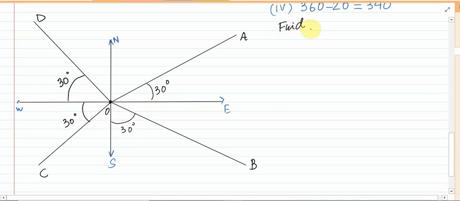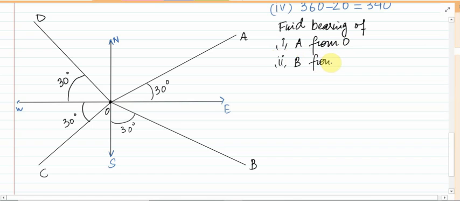Find the bearing of first part A from O, second part B from O, third part C from O, and fourth part D from O.